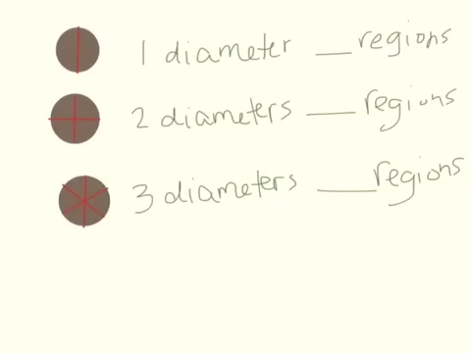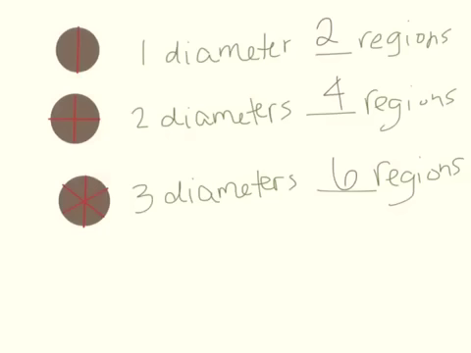You see on this there are three different circles. The first circle has one diameter, and it has two regions in it. The second circle has two diameters, and it splits this circle into four regions. And then the third circle has three diameters, and it splits it up into six regions. So the question is, what conjecture can you make about the number of regions of a circle that has 20 diameters?